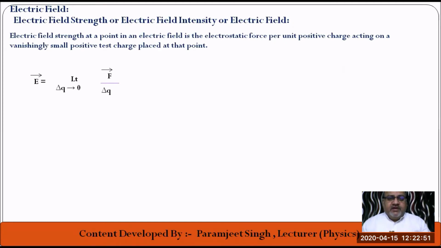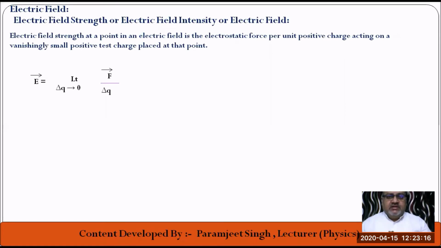That electric field is limit delta Q tends to 0. That is, the charge is a vanishingly small positive charge, just used to test the electric field intensity created by the source charge.